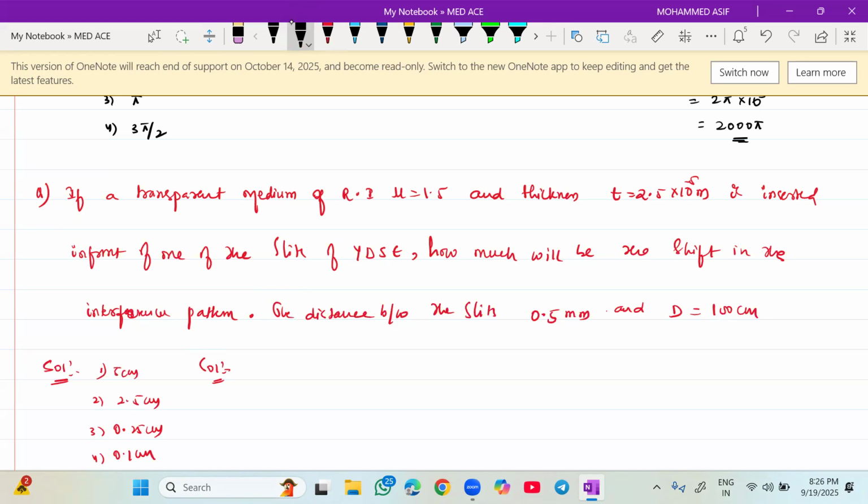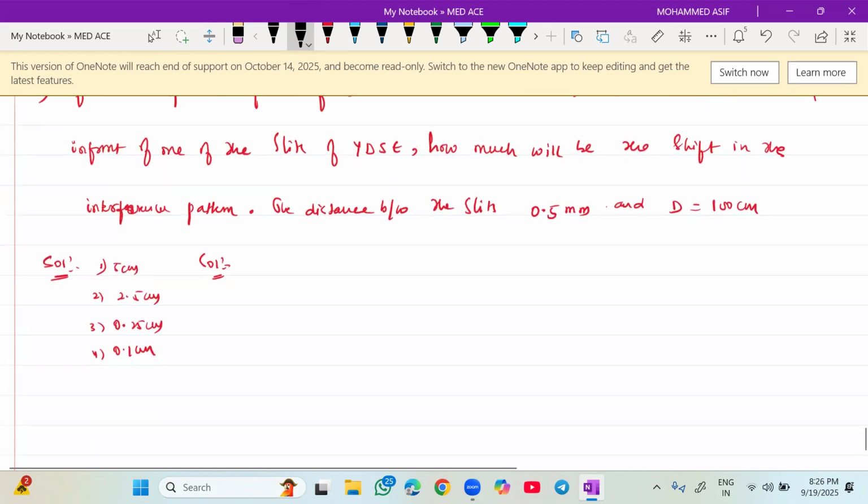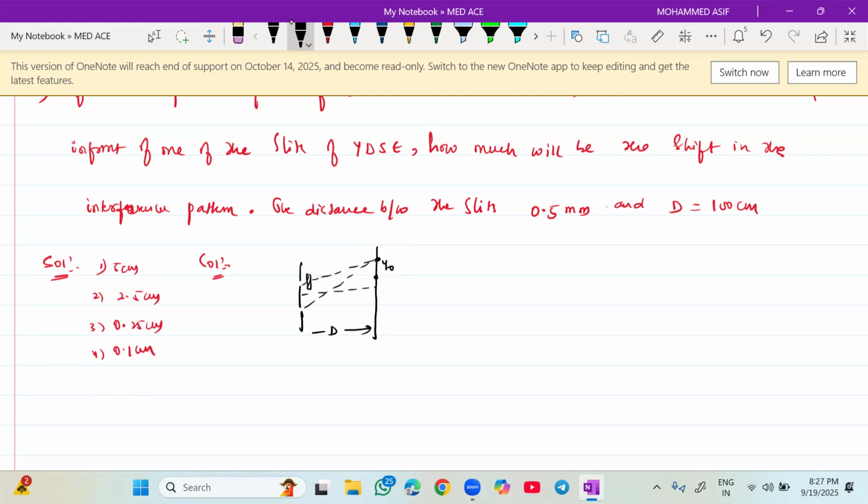So first write all the data, whatever he has given, beta. How do you calculate the shift, beta? What is being told in the problem? There is a screen, there is a slit right here like this. And in front of this one, a small sheet has been kept. Because of that, there is a shift in the pattern. Initially it was somewhere here, now it has gone here, right? This will be equal to central maxima. This is your capital D. These are the slits S1 and S2, and the distance between them is given as d.